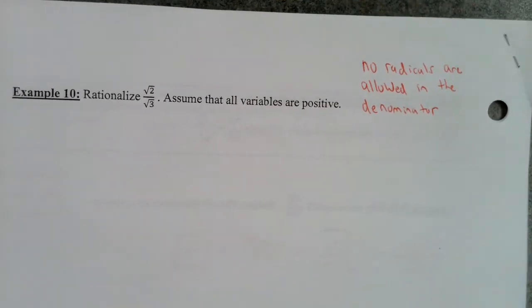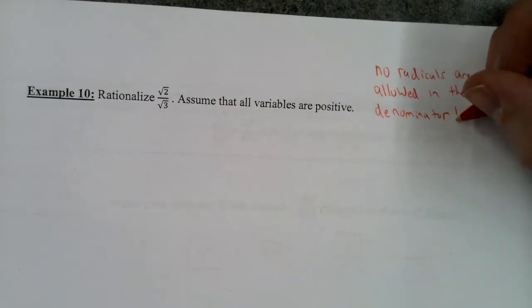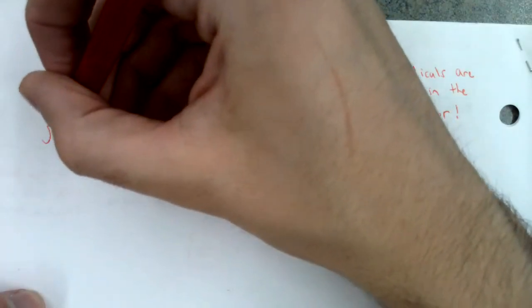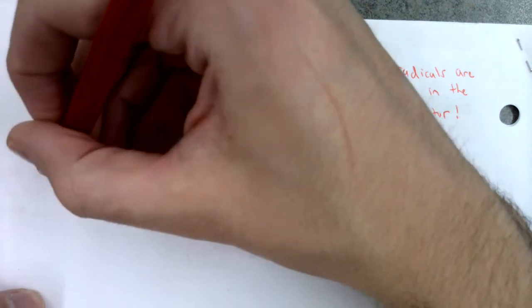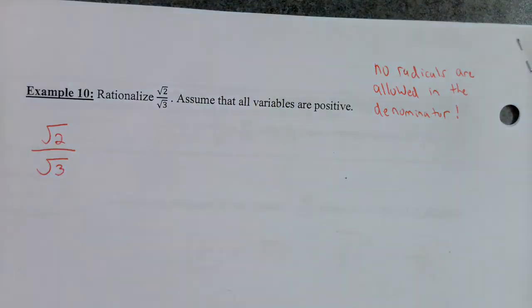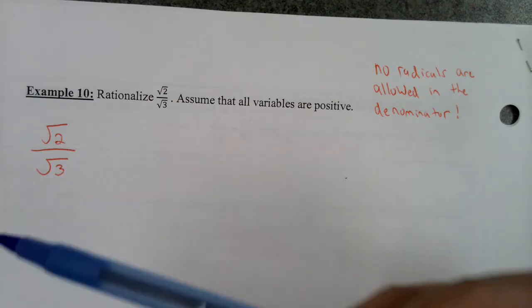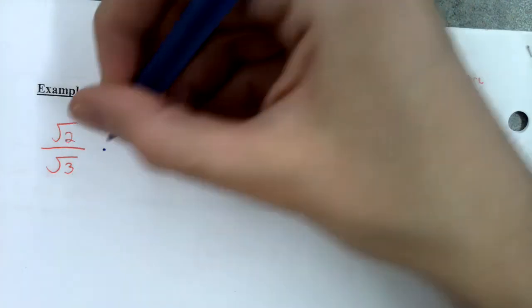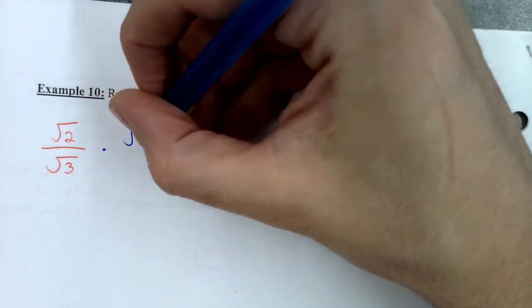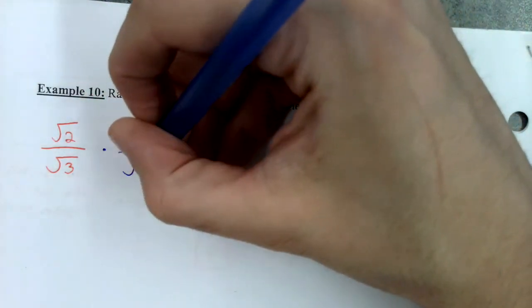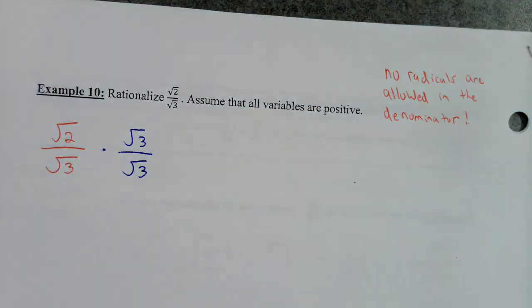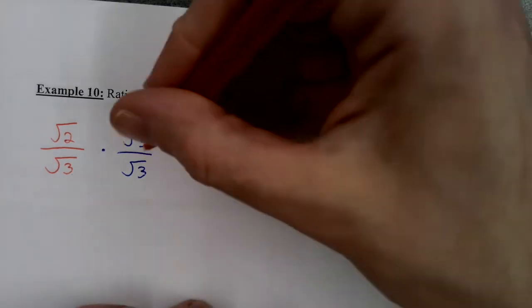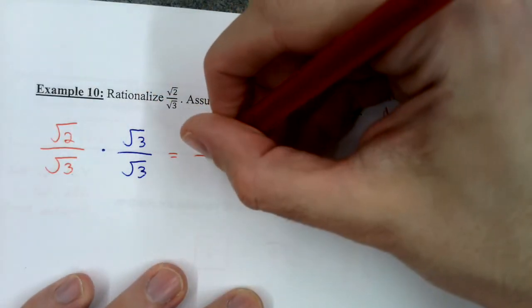So here's how we are going to rationalize. The square root of 2 divided by the square root of 3. What you're going to do is multiply by whatever this is over itself, like the following. You're going to do times square root of 3 divided by square root of 3. The reason you're doing that is because that is going to eliminate the square root in the denominator.